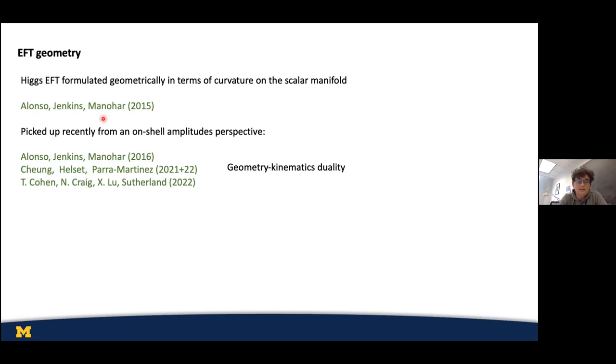So there's also an approach to EFTs that is very geometrical in nature, proposed originally by Alonso, Jenkins, and Manohar. And the on-shell amplitudes perspective has been picked up here. I'm mentioning 3 different groups who have applied on-shell methods there.